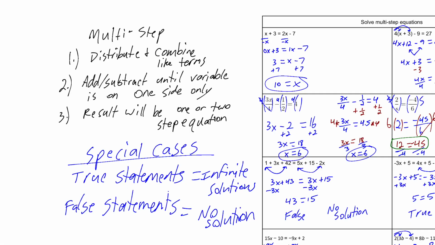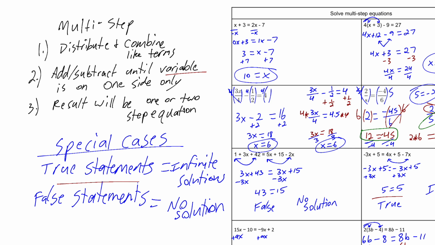So to add to those steps at the beginning, there are two special cases. If you deal with your variables first, and you're left with some numbers where it's a true statement, like 5 equals 5, then that means there are infinite solutions. If you are left with a false statement, like 43 is equal to 15, that means nothing will ever work, and we just write no solutions.